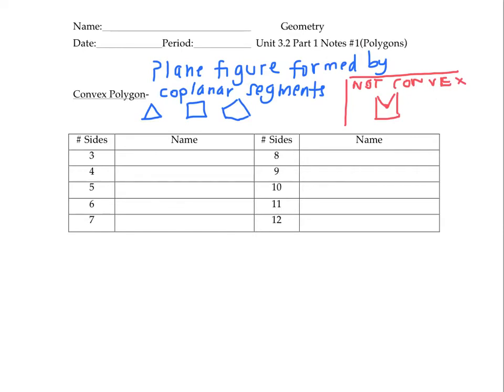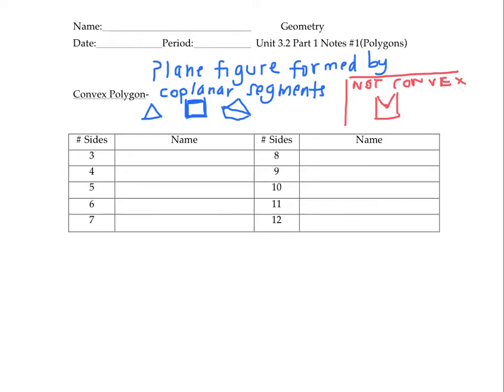Also in a convex polygon, each side intersects with exactly two other segments, and they only intersect at their endpoints. So if you see a segment going through a polygon, that's not a side of a polygon, that would be called a diagonal.